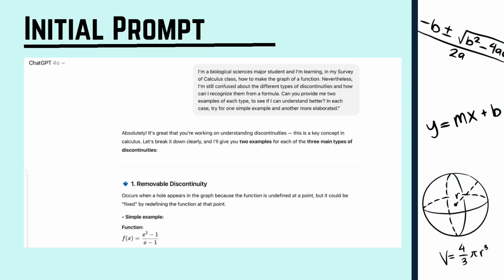We started with the initial prompt to send to ChatGPT. That is, "I'm a student learning to graph functions in calculus, but I'm confused about discontinuities. Can you give me 2 examples of each type, simple and more complex?" So ChatGPT responded with structured examples for 3 main types: removable, jump, and infinite discontinuities. While helpful, we noticed we needed more depth and clarification on the steps involved.